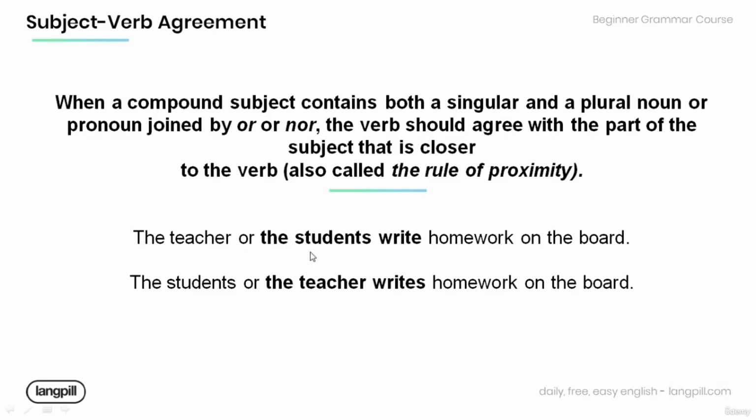The teacher or the students write homework on the board. Note how the teacher is singular, but the students is plural, and so the verb write needs to be in its plural form. Second example, the students or the teacher writes homework on the board. Again, note how the teacher is in its singular form and students is in a plural form. The verb writes is in its singular form because the subject that is closer to the verb is singular.